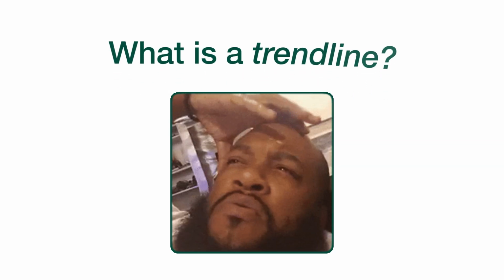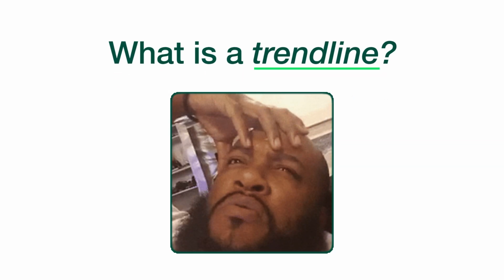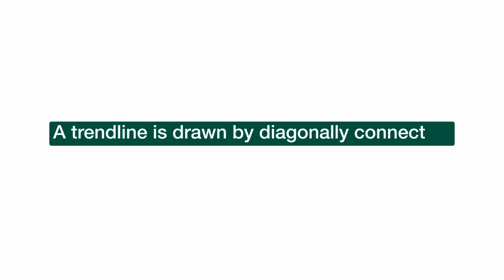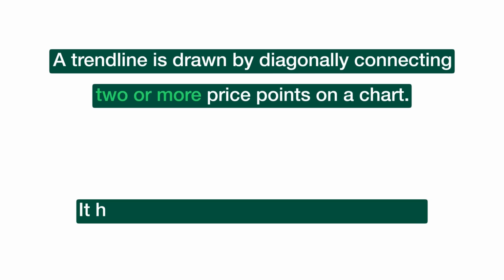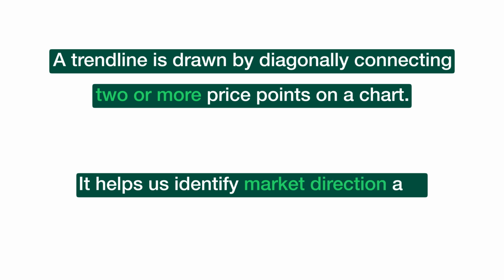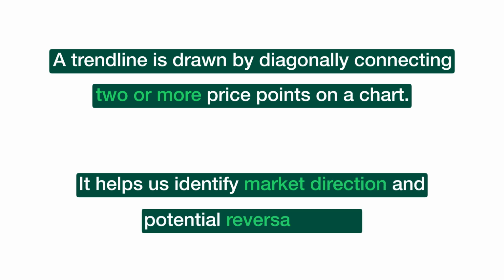So, what is a trend line? A trend line is a diagonal line that connects two or more price points on a chart. This line helps us identify the direction and potential reversal points of the market's movement.